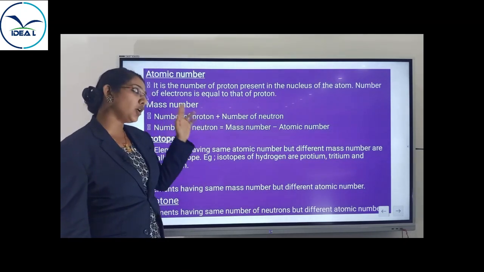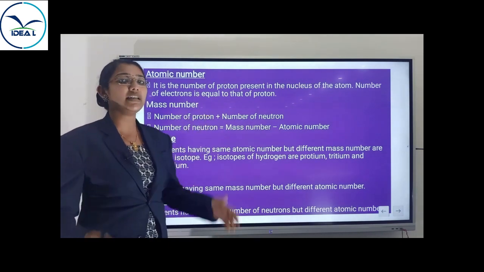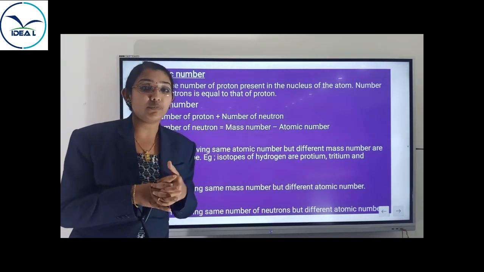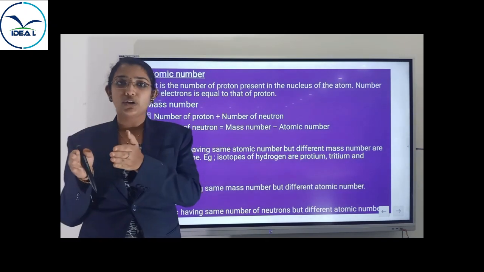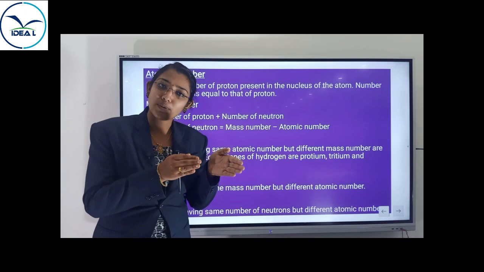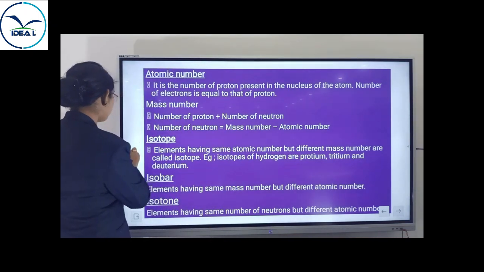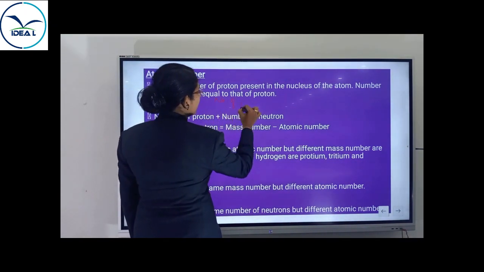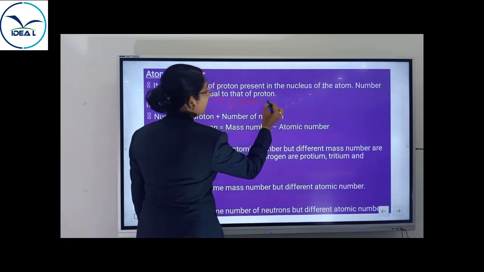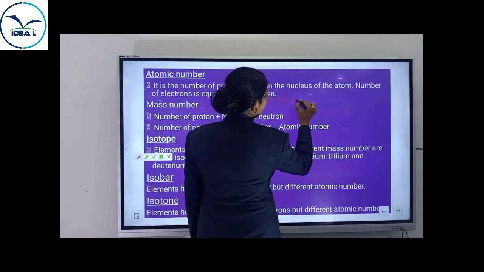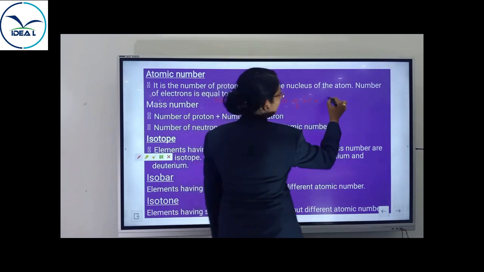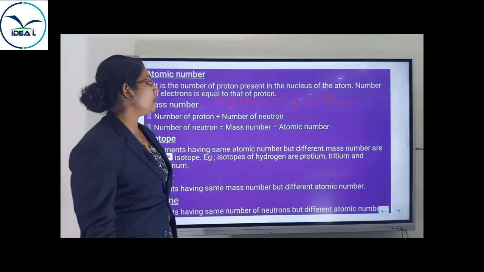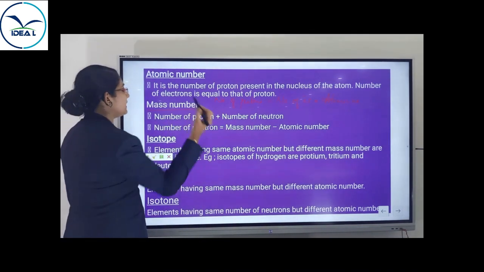Okay, so how to find the atomic number? Atomic number means the number of protons present inside the nucleus, which means the number of protons is equal to the atomic number, and the number of electrons is equal to that of protons. So the number of protons equals the number of electrons, which equals the atomic number.